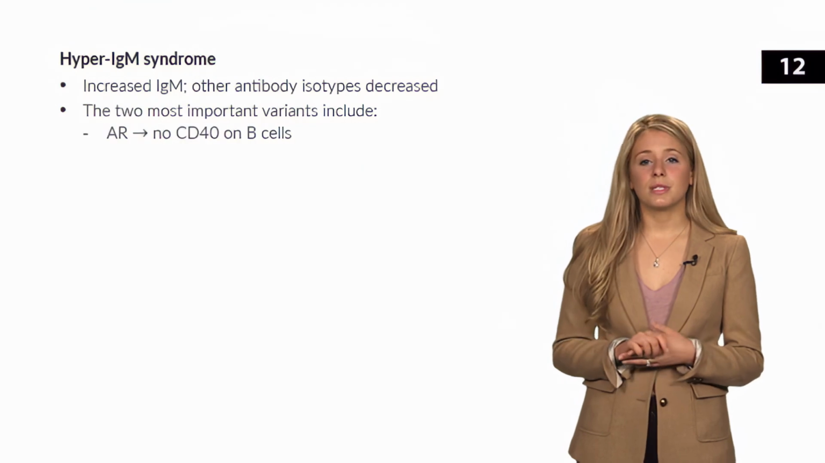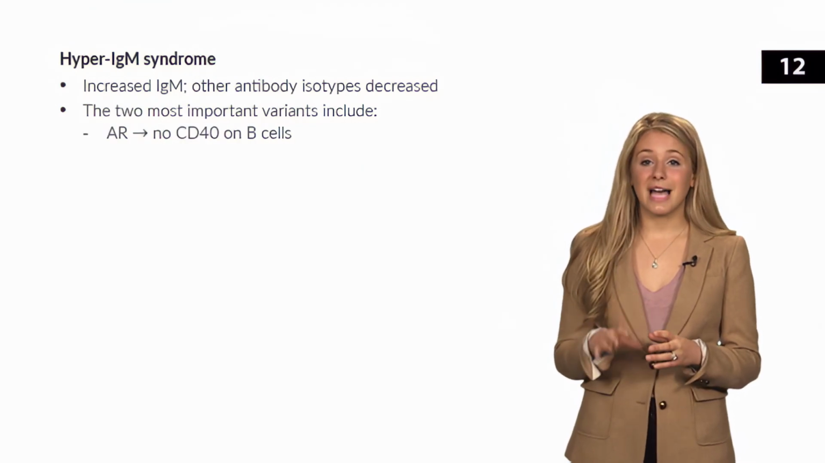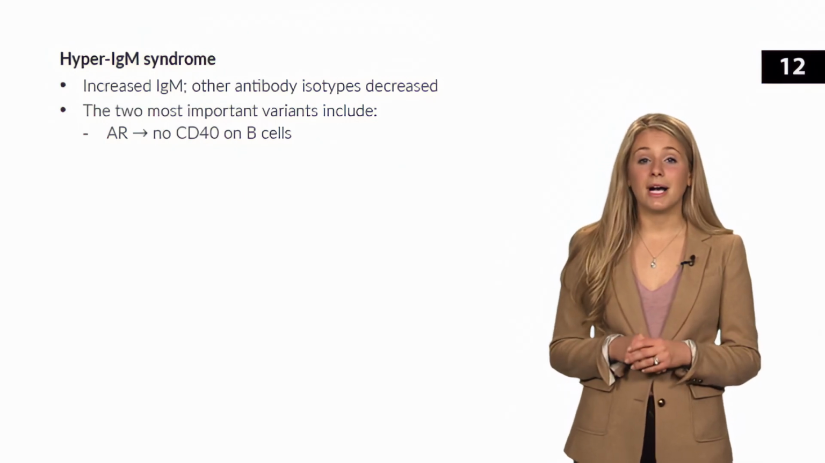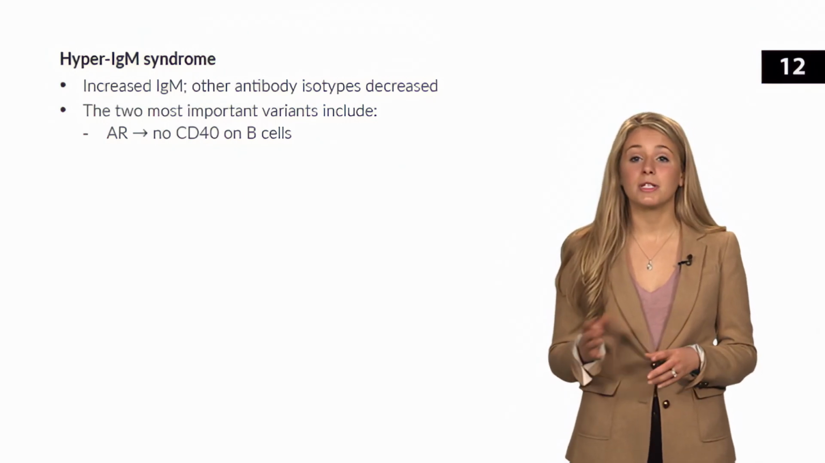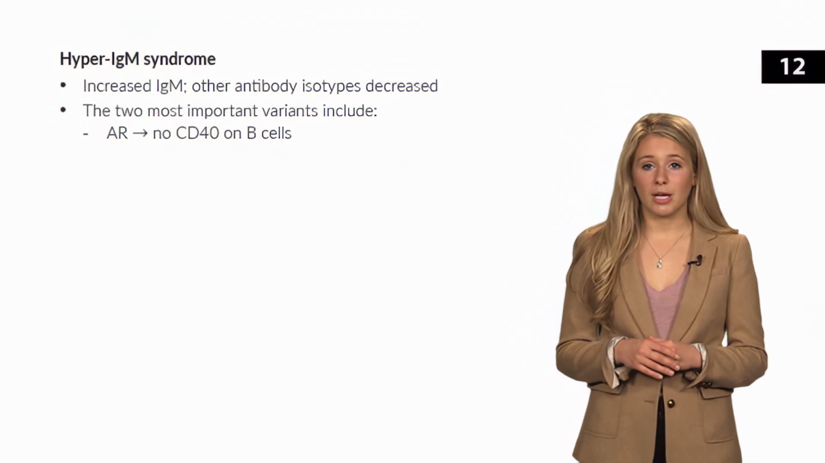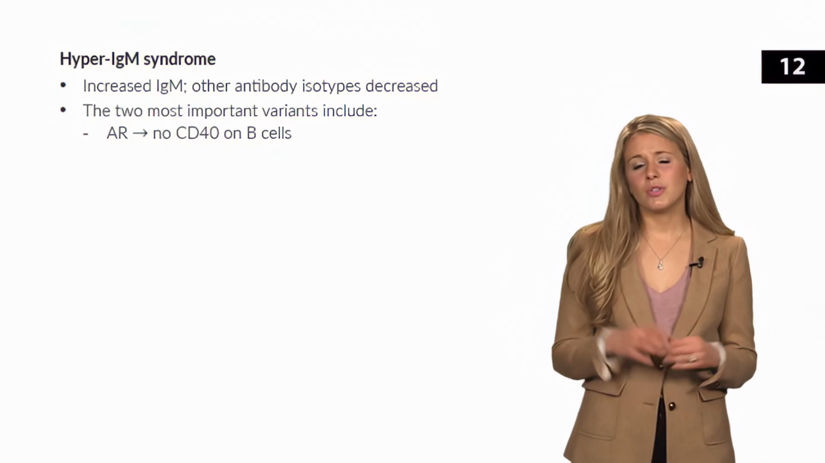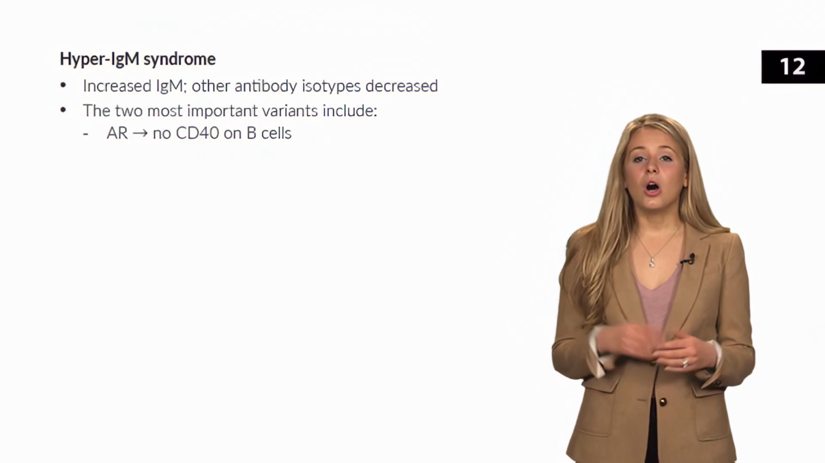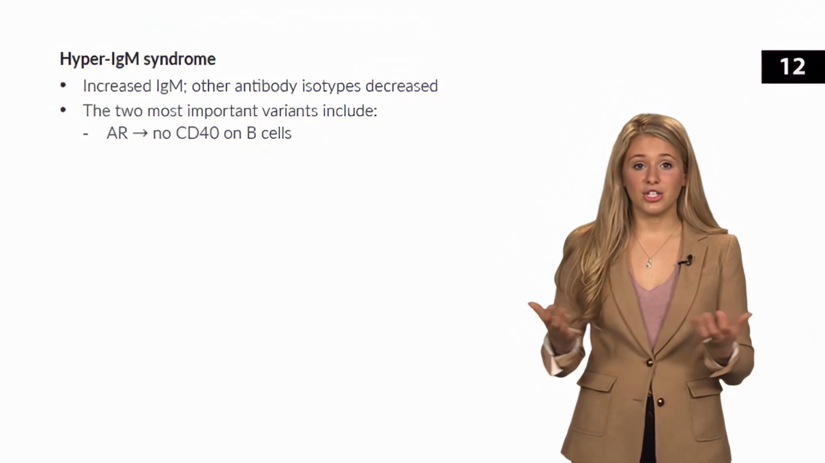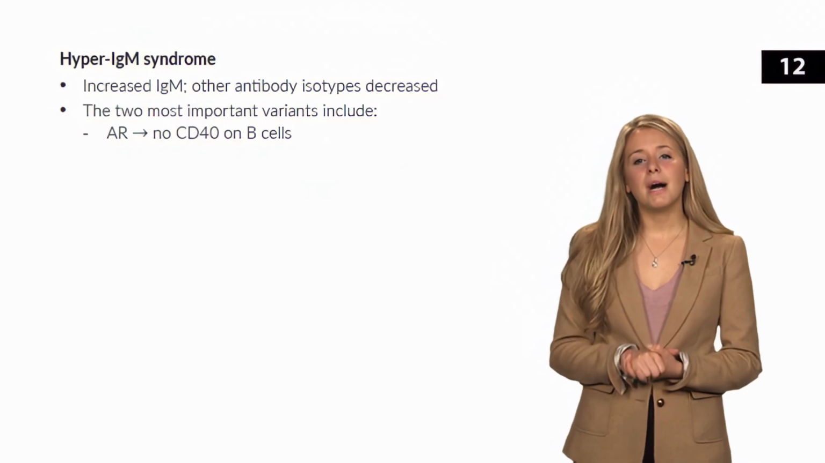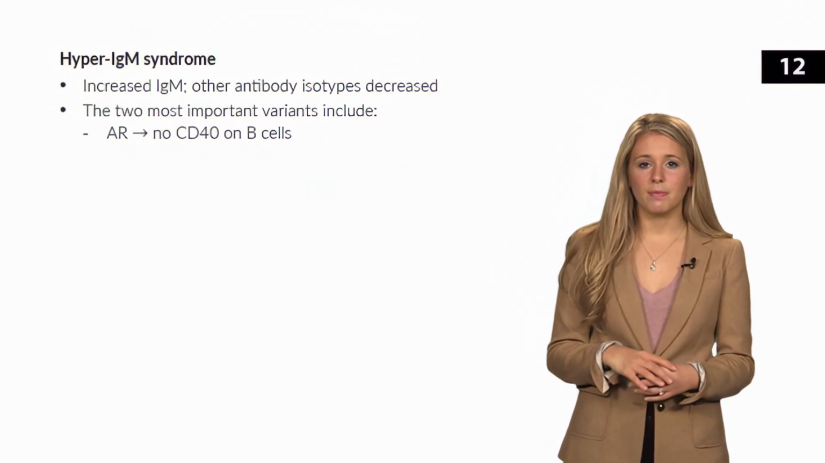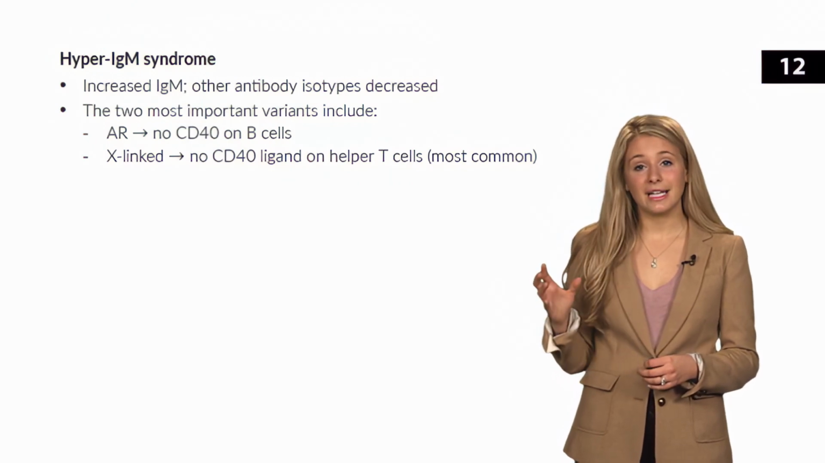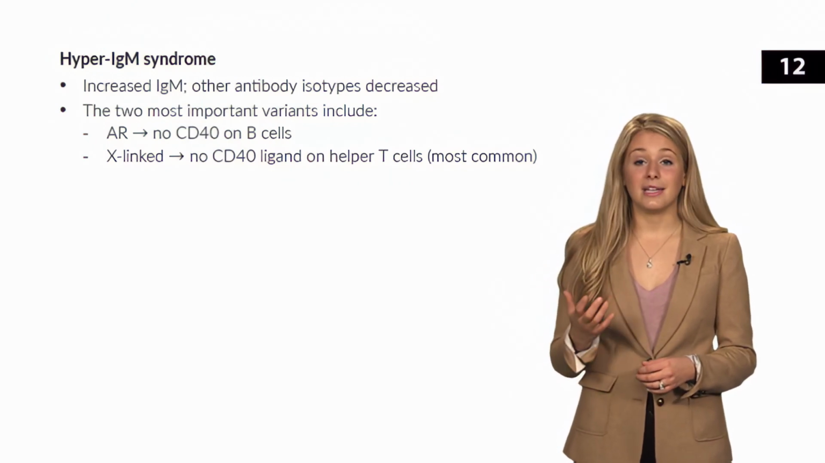There's an autosomal recessive variety where the B cells lack the CD40 surface marker. And remember that CD40 binds the CD40 ligand on the helper T cells in order to promote immunoglobulin class switching. So if there's no CD40, there's less class switching, and basically all you get is lots and lots of IgM. But the more common variety of hyper-IgM syndrome is an X-linked variety in which T cells are missing the CD40 ligand, and that's why it's a B cell and T cell dysfunction.